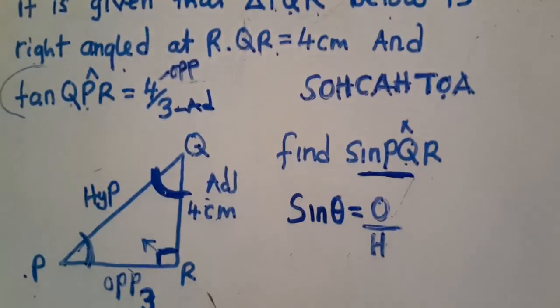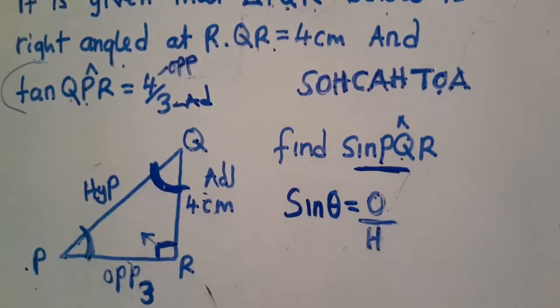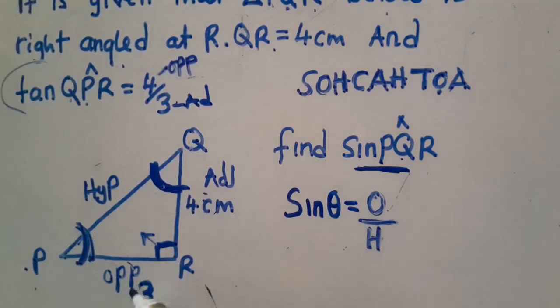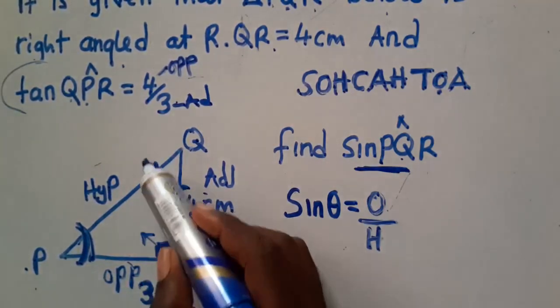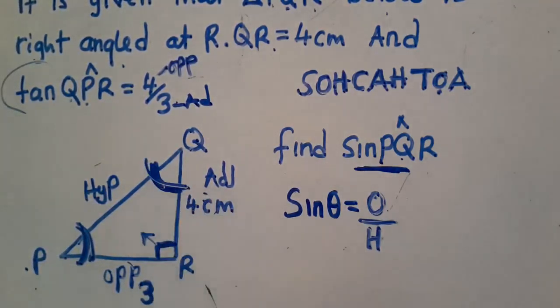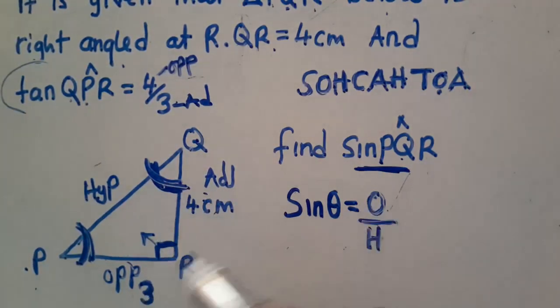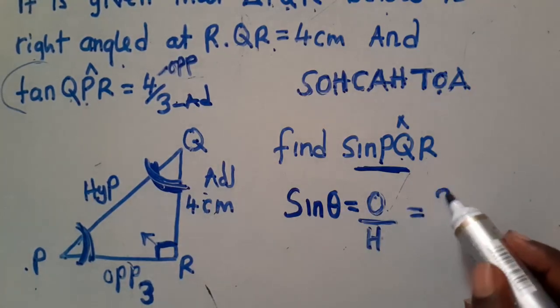That is for tan, so I've just interpreted tan. When the angle is there, this is the opposite and this is the adjacent. So we already have the opposite to the angle which we want to find in the question now, which is the 3.